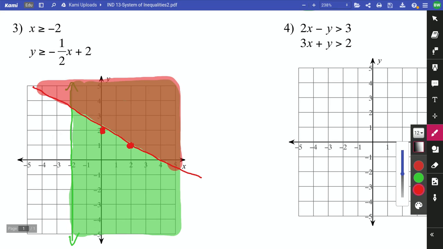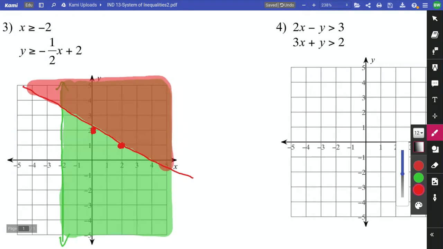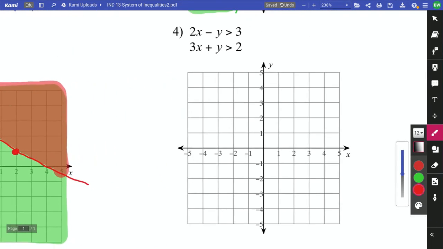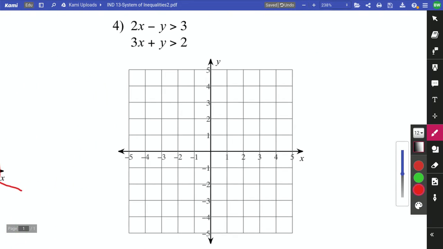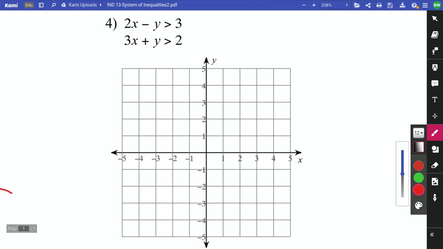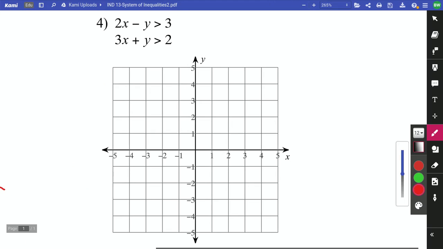So there it is. And we can see the overlap region is where it's darker, and that's where both are true. Okay, so I think we only really need to look at one more of these. This next one is a good example because these inequalities are not in slope-intercept form. So we will have to put them in slope-intercept form. Okay, so we'll try to make ourselves a little more room so we can do that.